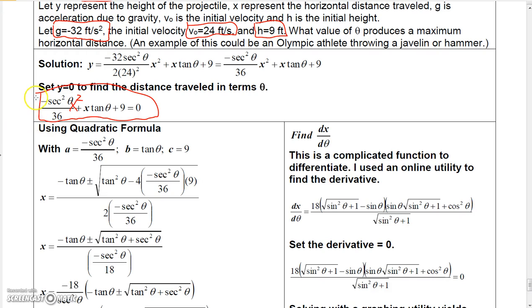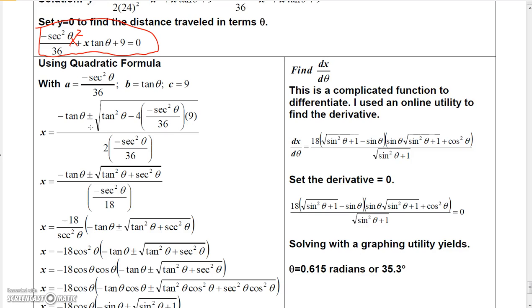Okay, now when you look at this, you can think of this as a quadratic equation because you've got x squared, you've got x, and you've got a constant. So the coefficient of x squared is minus secant squared theta over 36. The coefficient of x you can just say is tangent theta. And then the constant, of course, is 9.